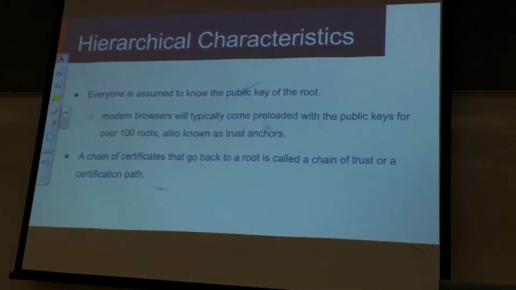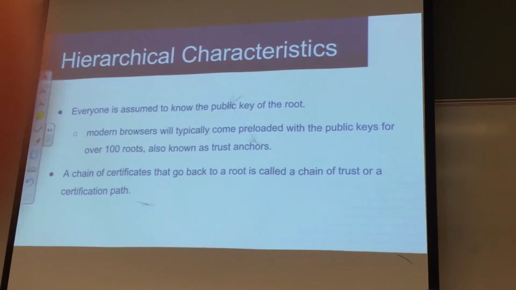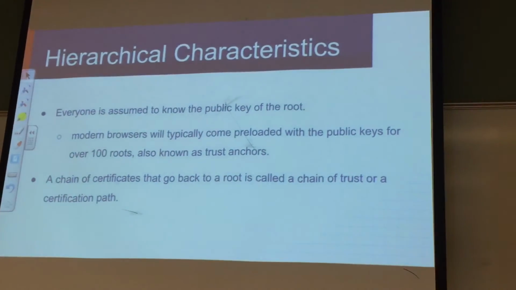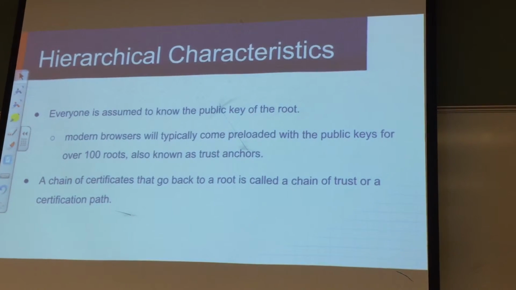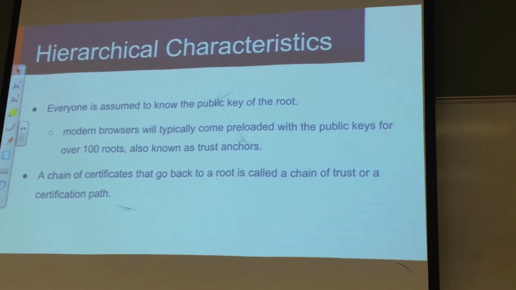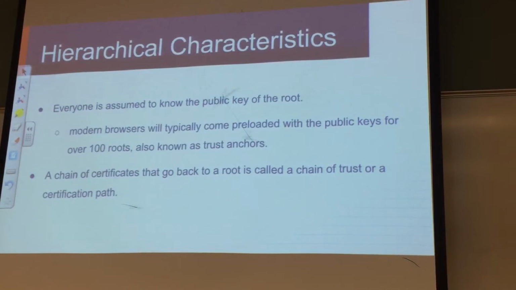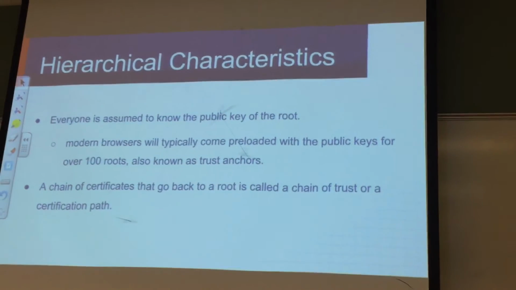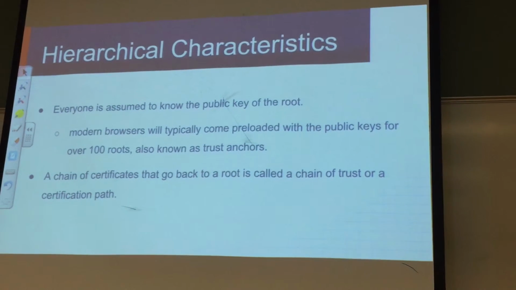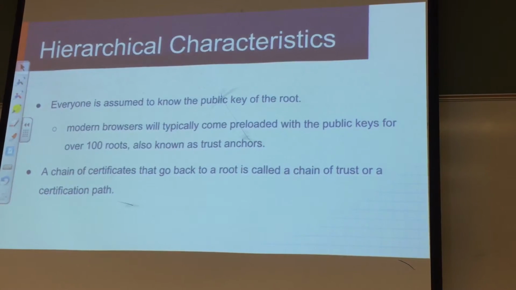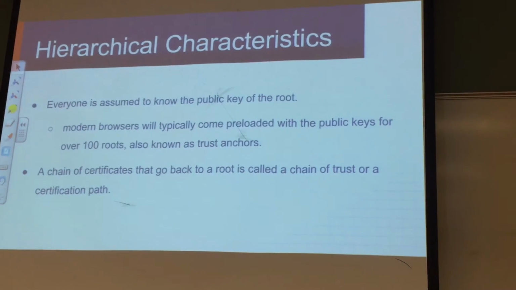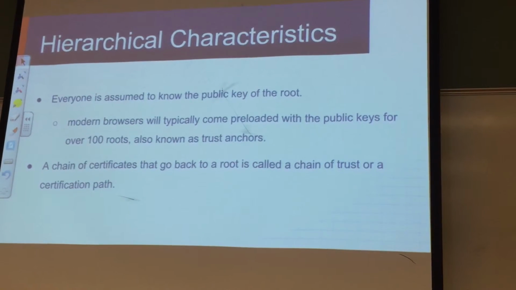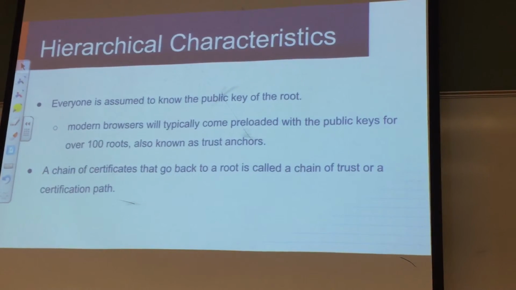So there are a couple of characteristics of this hierarchy. The first is that everyone is assumed to know the root. And nowadays, modern day browsers will typically actually come preloaded with public keys for over 100 roots, and they're known as trust anchors. A chain of certificates that go back to the root is called a chain of trust or a certification path.